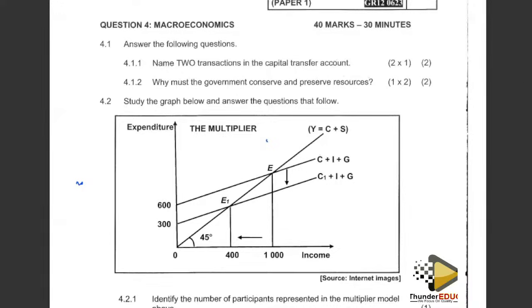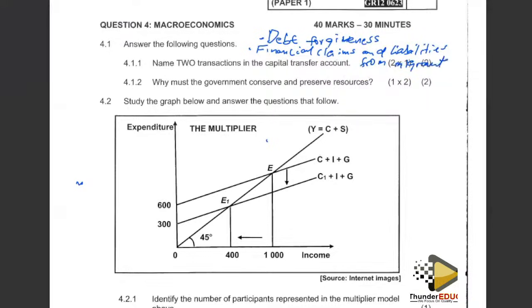So we're saying that we have debt forgiveness, and then we also have financial claims and liabilities from migrants. Why are we giving 2 points? Because the question is so clear. The expectation is to give 2 points, and each point carries 1 mark. Okay, right. So now, grade 12, let's move on to the next question.